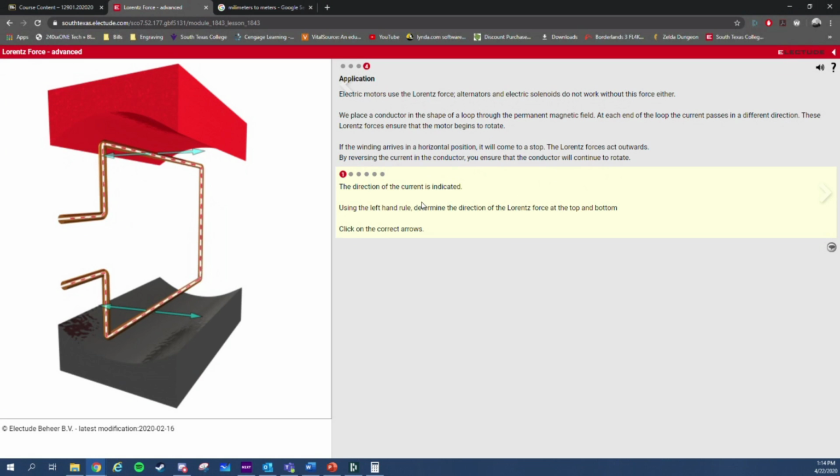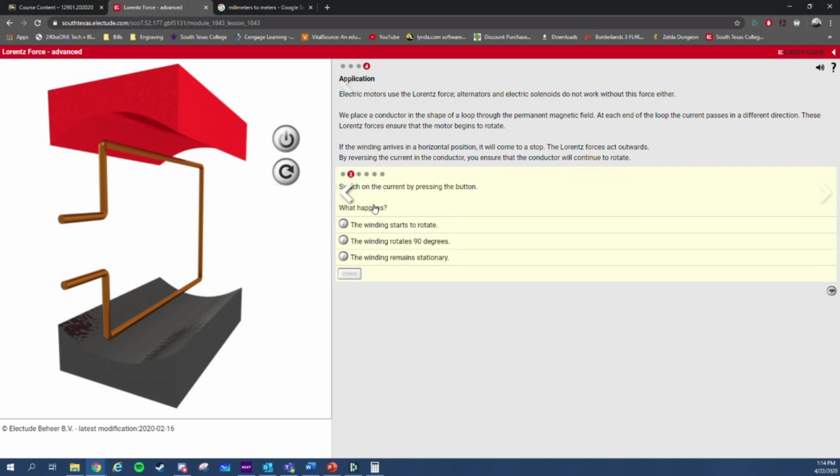So the direction of the current is indicated. Using the left-hand rule, determine the direction of the Lorentz force at the top and bottom. Click on the arrows, so it'd be here. No, the other one, the top left hand, this one, and then the bottom right. So that is your rotational force then. It's rotating to the left, counterclockwise. So now let's switch the current by pressing the button.